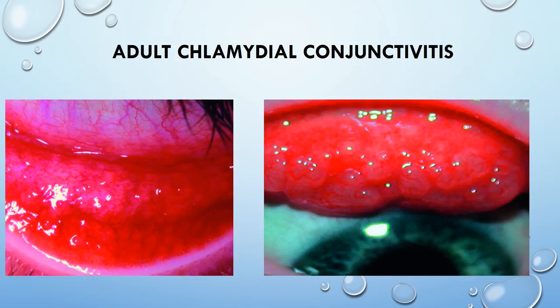Adult chlamydial conjunctivitis is an oculogenital infection usually caused by serovars D to K of Chlamydia trachomatis and affects 5 to 20% of sexually active young adults in Western countries who have urogenital infection in the form of nonspecific urethritis.